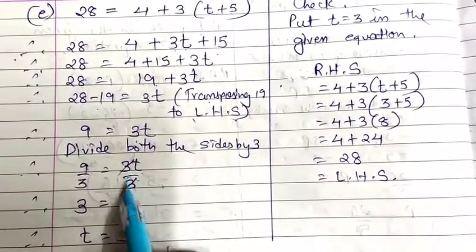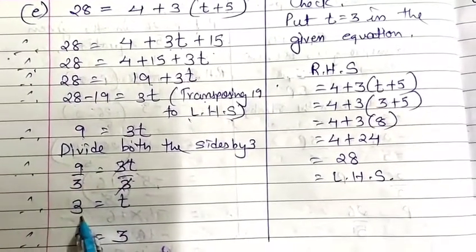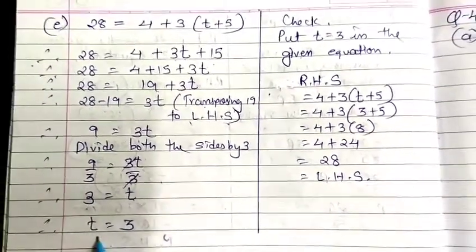Now 3 and 3 will get cancelled. So 9 divided by 3 gives 3 only. That means the value of t is 3. So t equals 3.